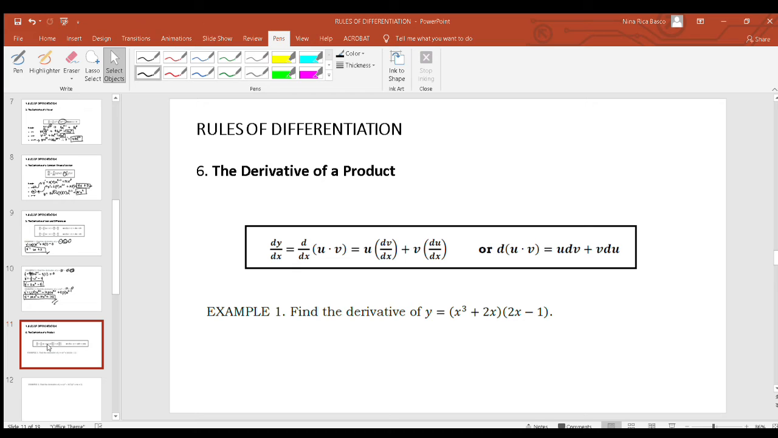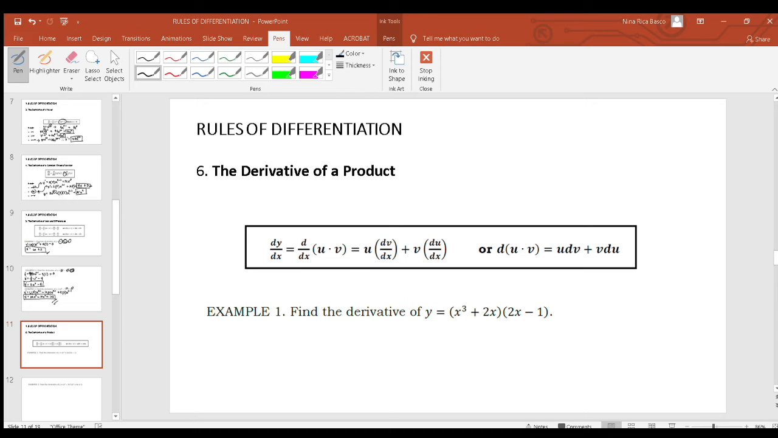The sixth rule is the derivative of a product. So, dito medyo iba na sa ibang operation. Because in addition or subtraction of the derivative, susundin mo lang yung operation nila. But dito sa product natin, meron tayong isang term na i-derivative, yung isa naman ay hindi.